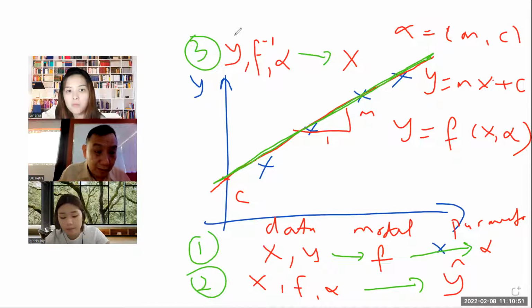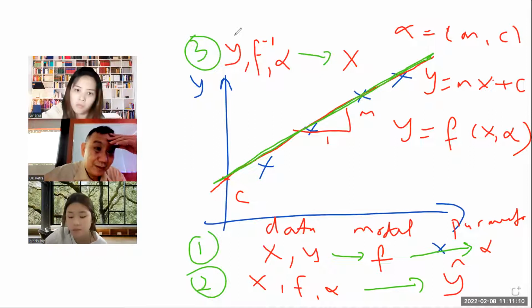So you have the target, you have the objective. Then you want to know the input. Up to here, is there any question?